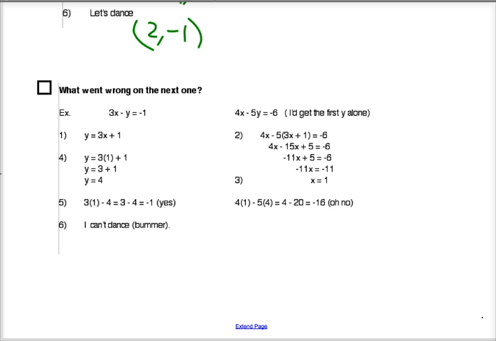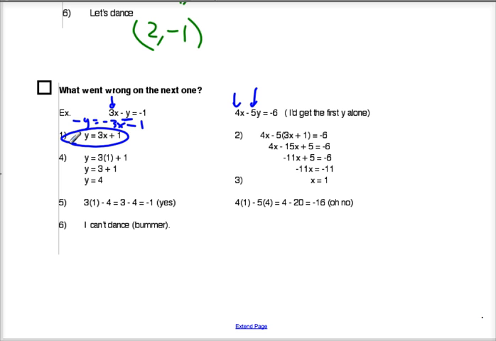What went wrong on the next one? Well, on this one I did some work here, and I got 3x - y = -1. Over on the right, I got 4x - 5y = -6. What's a good letter to get alone? I said this y. It doesn't have a 1 in front of it, but it's got a negative 1, so that makes it easier to get alone than something that's got a 3, a 4, or a 5 in front of it. So getting the y alone, negative y equals negative 3x minus 1. Then I divide everything by negative 1, and I get y = 3x + 1.